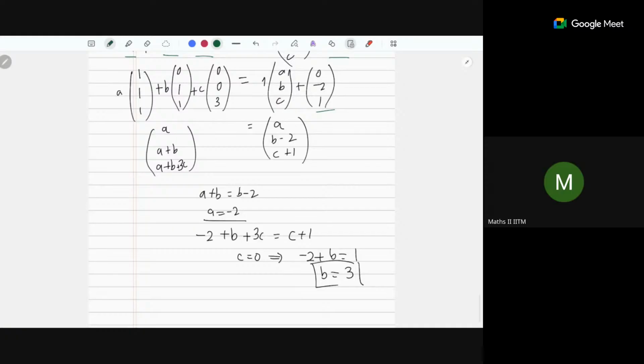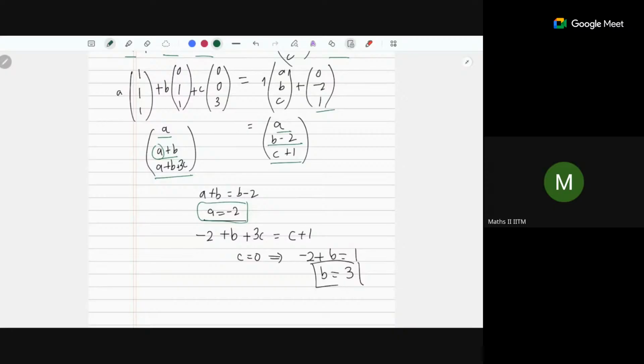The first equation is A is equal to A. The second equation is A plus B is equal to B minus 2. The third equation is A plus B plus C is equal to this. So A is equal to A doesn't give you anything. The second equation tells you what A can be, because B cancels out. So A has to be minus 2.